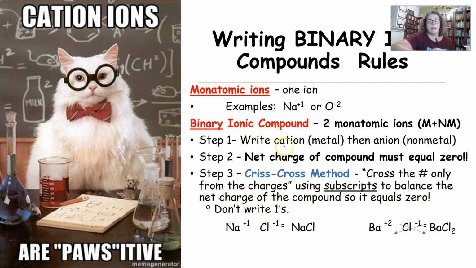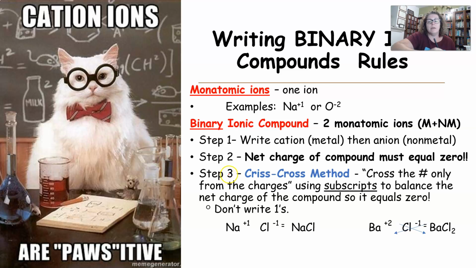So write the cation first, that's the metal, and write the anion second. Done. Make sure you write the charges with the numbers that go with it. The net charge of the whole compound has to be 0 because ionic compounds are neutral. They have to equal 0. So 1 minus 1 has to equal 0. 2 minus 2 has to equal 0.